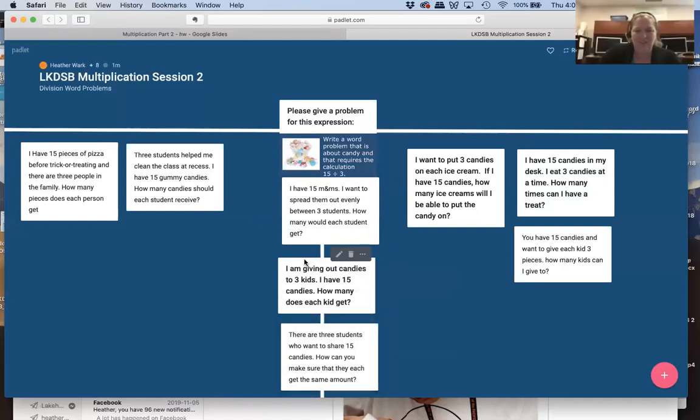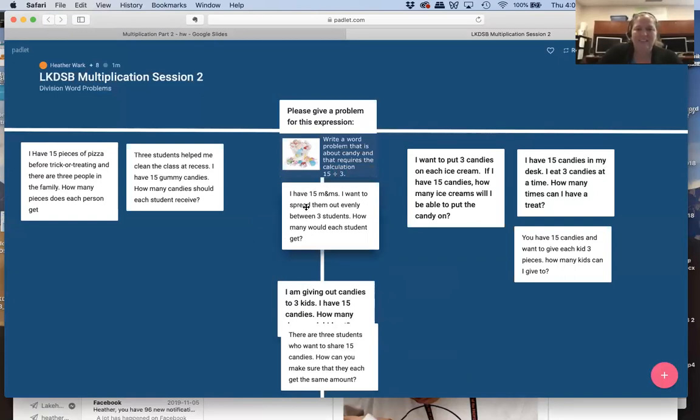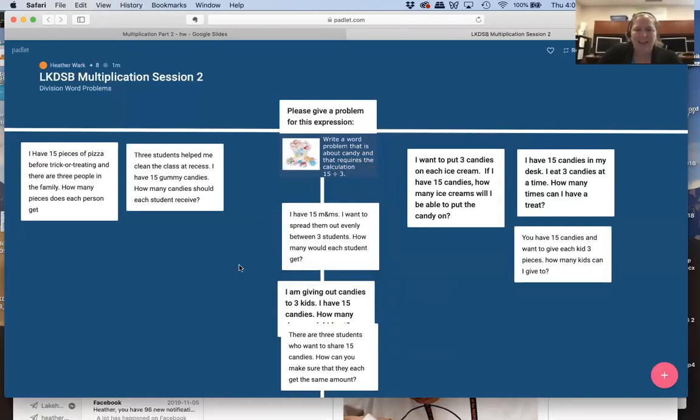Okay, so we've got a few more left here. I don't know if there's any more coming in underneath, not yet. So I'm going to read this one. I have 15 M&Ms. I want to spread them out evenly between 3 students. How many would each student get? So if you want to jump in on the text chat, do you think this problem with the M&Ms is going to go to the left, or is it going to go with the group on the right?